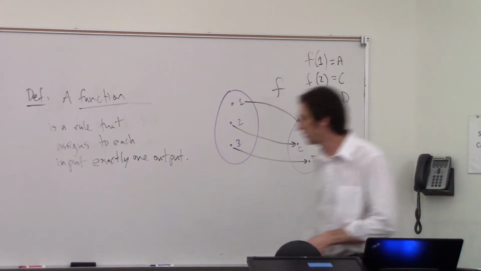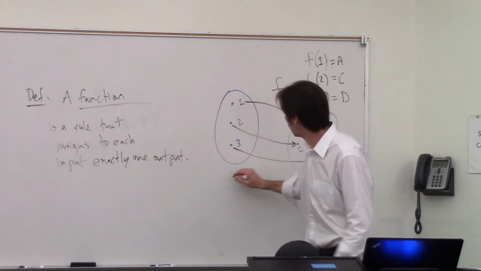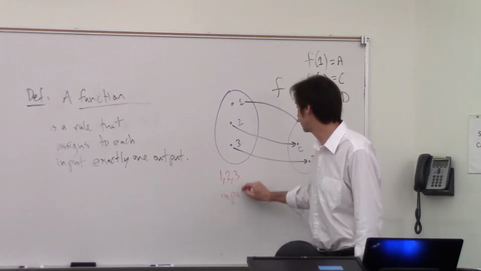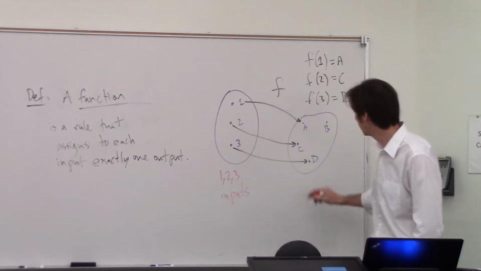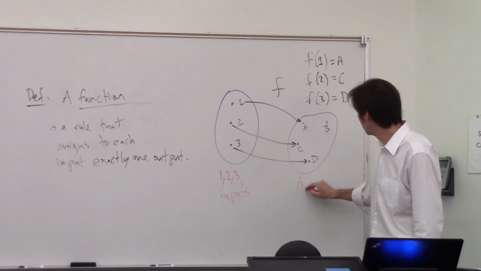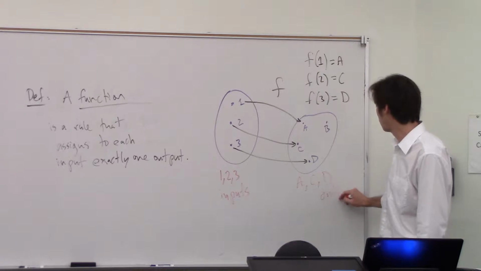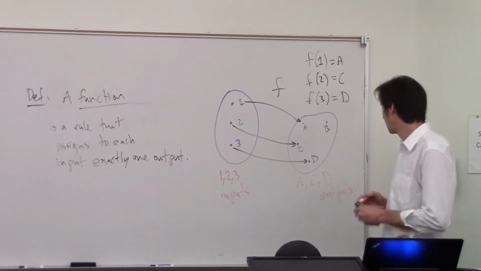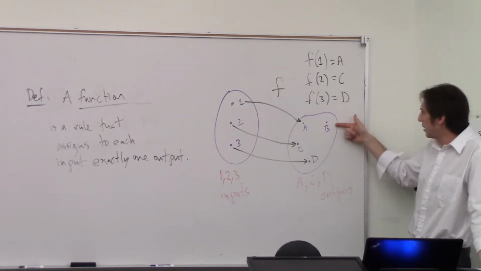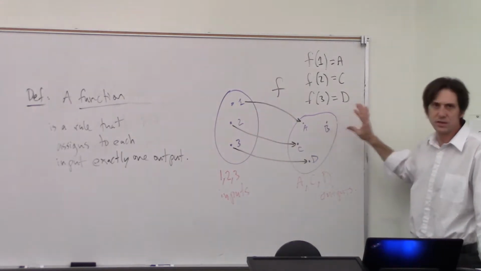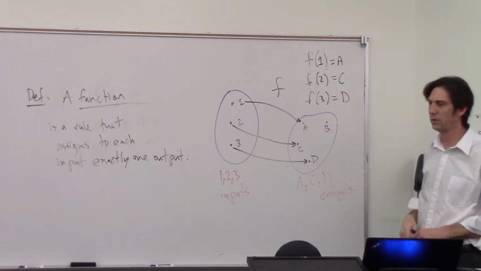Now, I said the word input, but I didn't write it. 1, 2, and 3 here, these are the inputs for this particular function. And then A, C, and D, really, are the possible outputs. B happens to be another letter in this set, but you can see, right, none of my inputs are going to B. So it's not an output for the function.